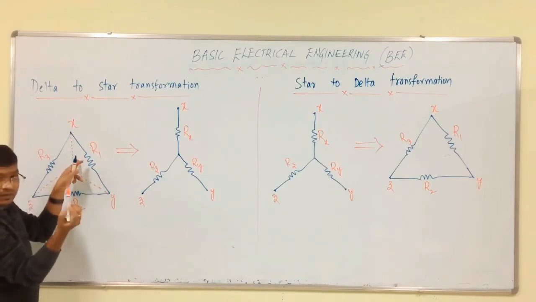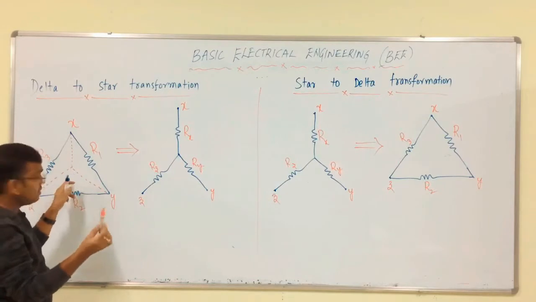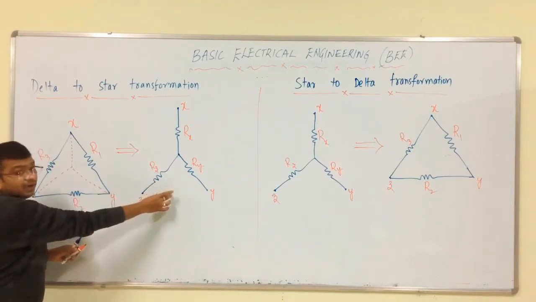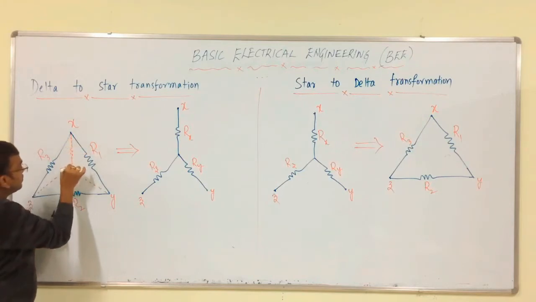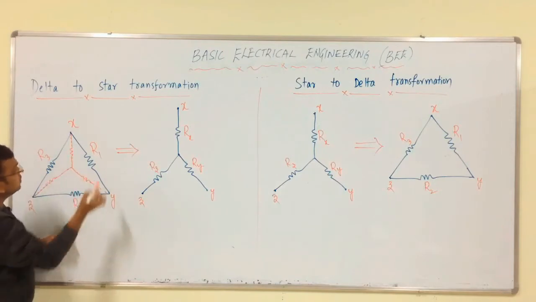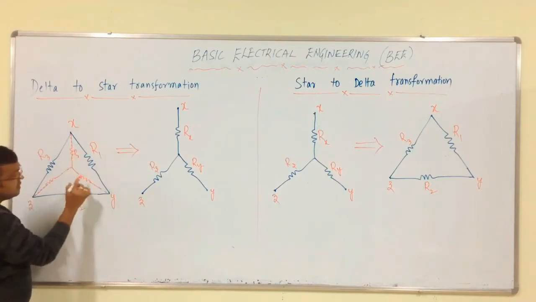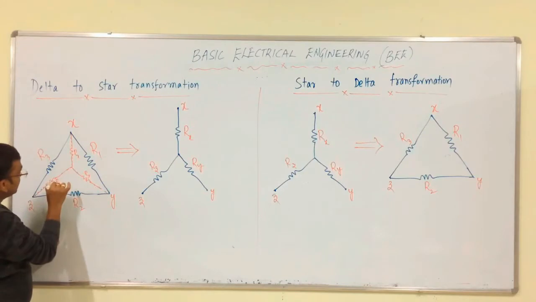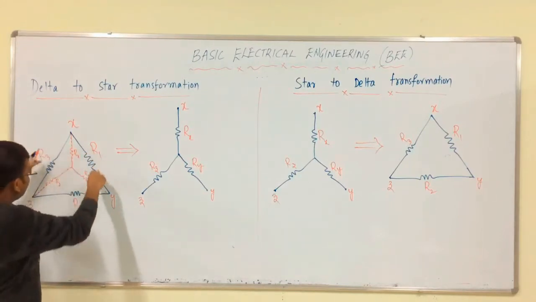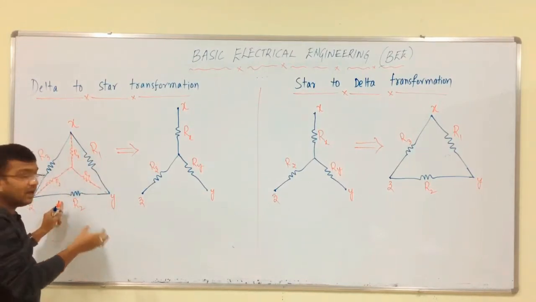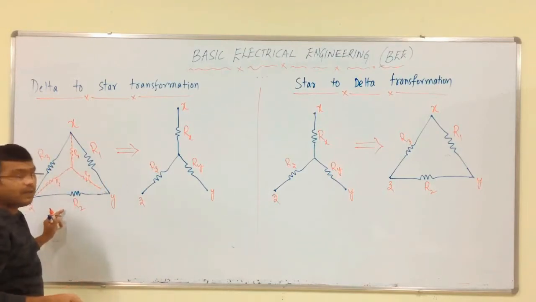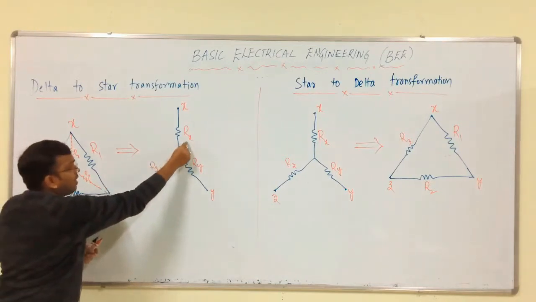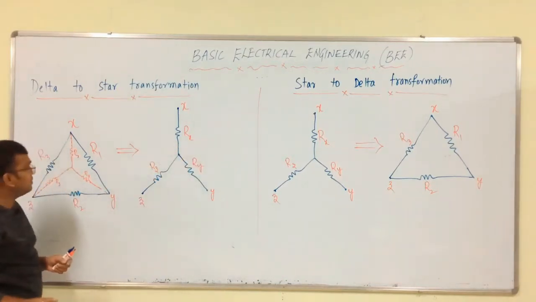These red marker lines look like what? A star connected network, no? So this is Rx, this is Ry, this is Rz. From this delta connected network we are getting this star connected network, that is the meaning. Simply, we have to get Rx, Ry and Rz, that is it.